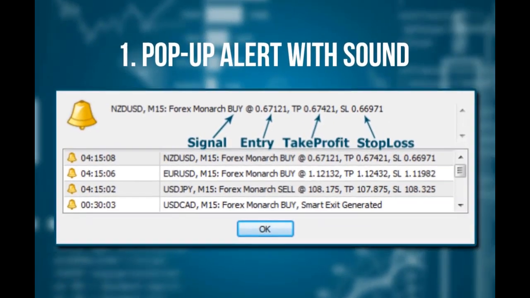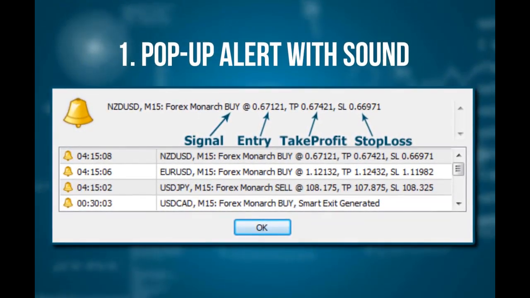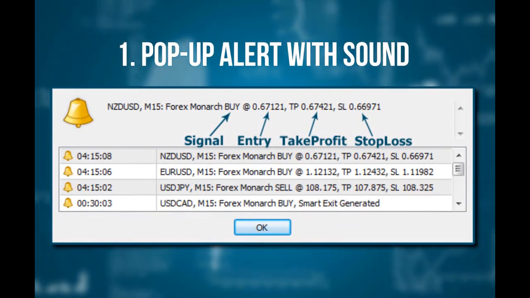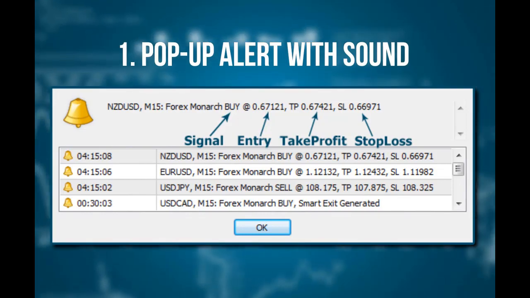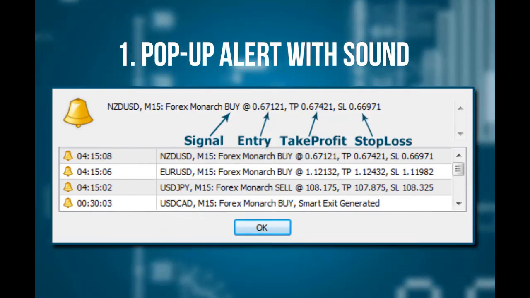Pop-up alert with sound on MT4 platform. Instead of sitting at your computer all the time, turn the volume up and get other things done in the meantime. But when you get that all-important alert, go to your computer and place the trade.